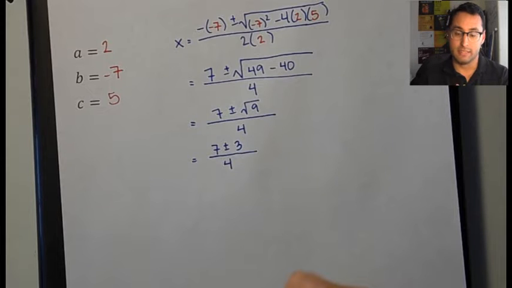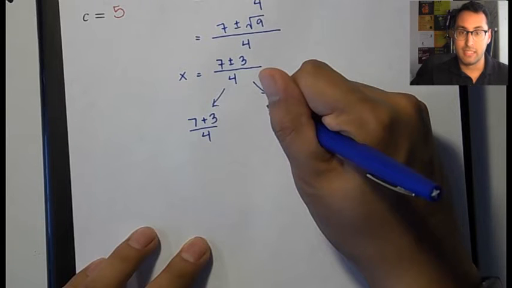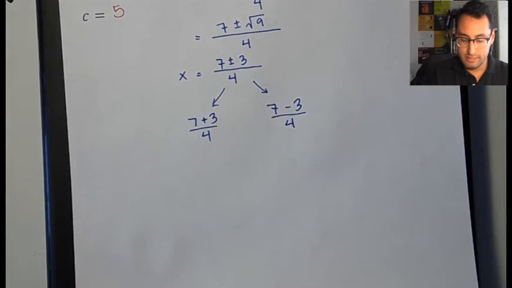Now, we talked about this. This is called Student's Worst Nightmare, where one problem becomes two problems. We have plus or minus. We have to separate that. We're going to write two equations, one where we have plus 3 and one where we have minus 3. So in one, I'm going to have 7 plus 3 divided by 4. And in the other, 7 minus 3 divided by 4.